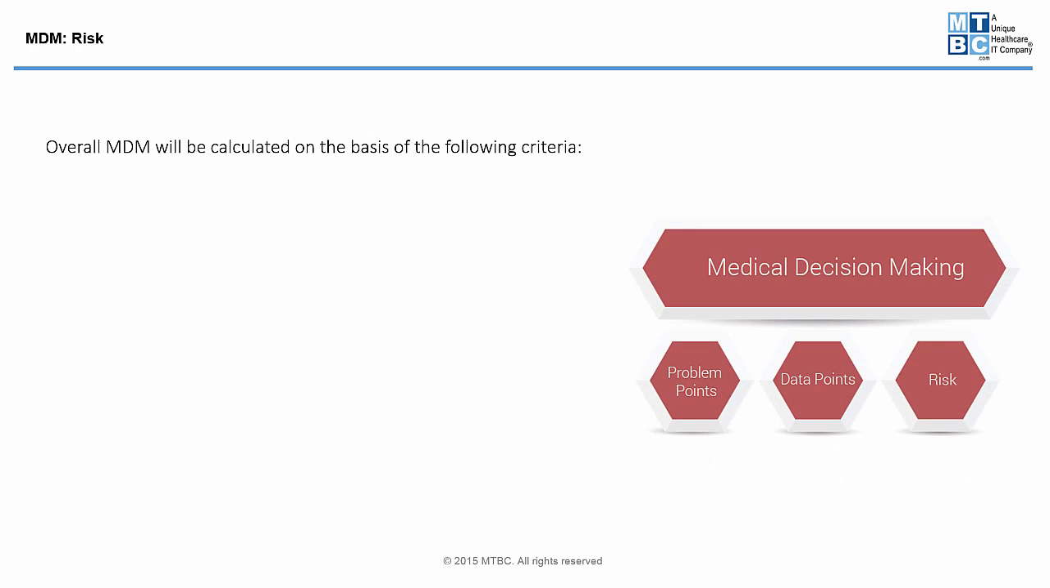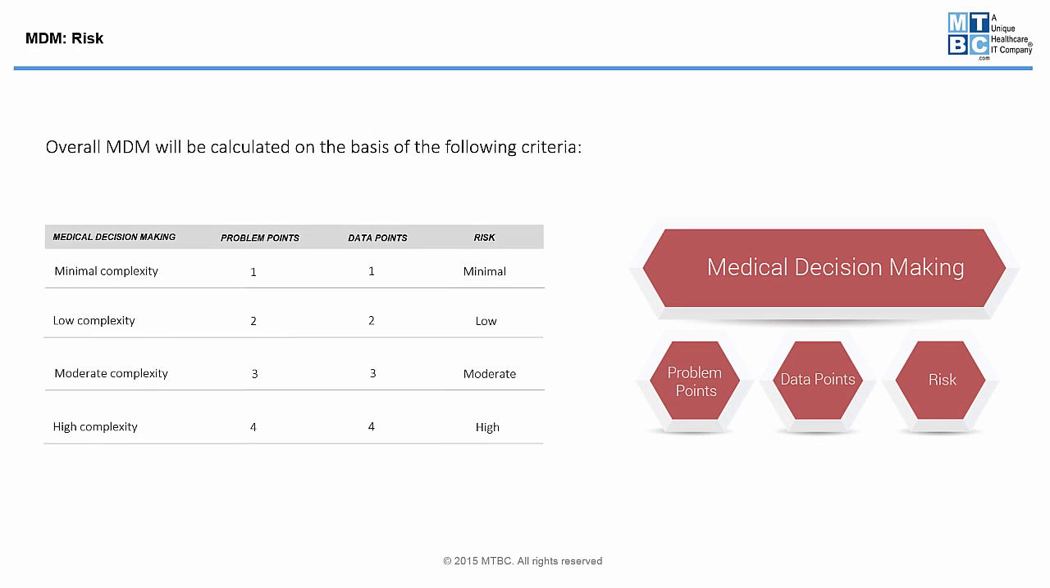Now, overall, MDM will be calculated on the basis of the following criteria. If in the medical decision making the problem is of minimum complexity, the problem points selected would be 1, the data points would be 1, and the risk would be minimal. If the risk is low, the data points would be 2, problem points would be 2, and medical decision making would be low in complexity.